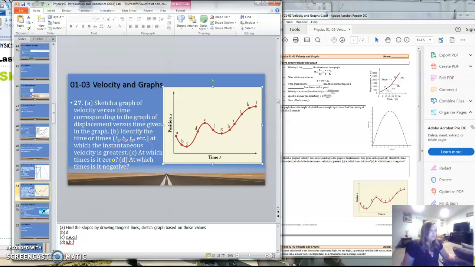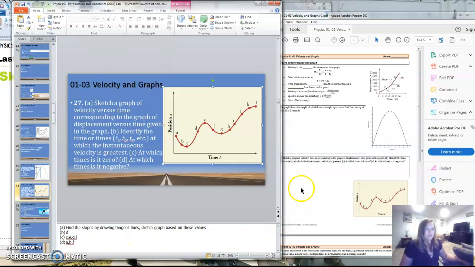C asks at which spot is velocity 0, so it is C, E, G, and L. So really you're looking at the apex of your movement. And D asks at which place is velocity negative, and that is points A, B, and F, and you can tell that because you've got a downward facing slope if you draw that line tangent. So that's how you would do that one.